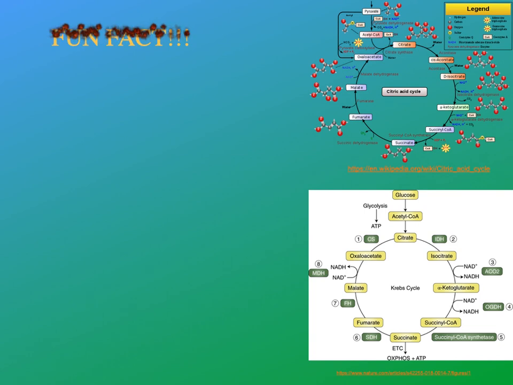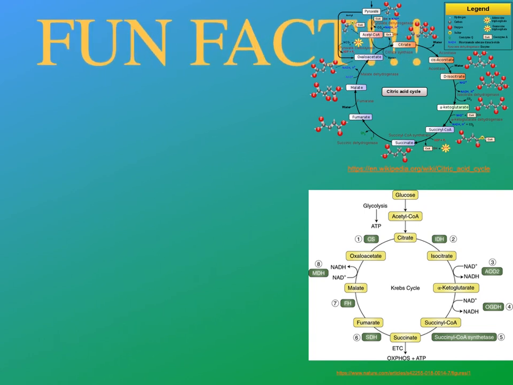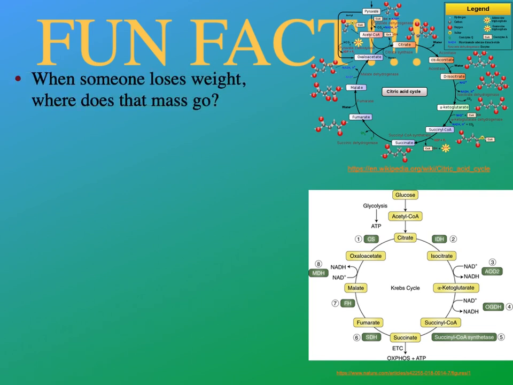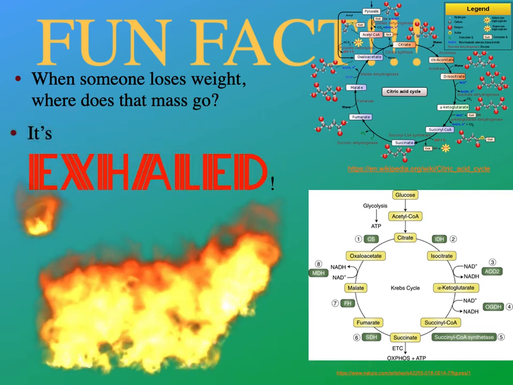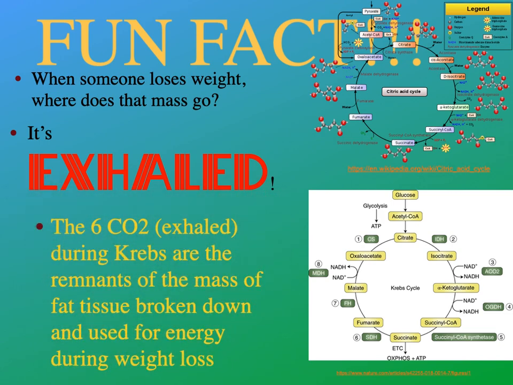Oh, fun fact. It's time for a fun fact. When someone loses weight, where does that mass go? It's exhaled. The 6 CO2 exhaled during the Krebs are the remnants of the mass of fat tissue broken down and used for energy during weight loss. So someone who's lost, say, 20 pounds, has breathed all of that out. Probably a good deal of it while they're doing exercise.